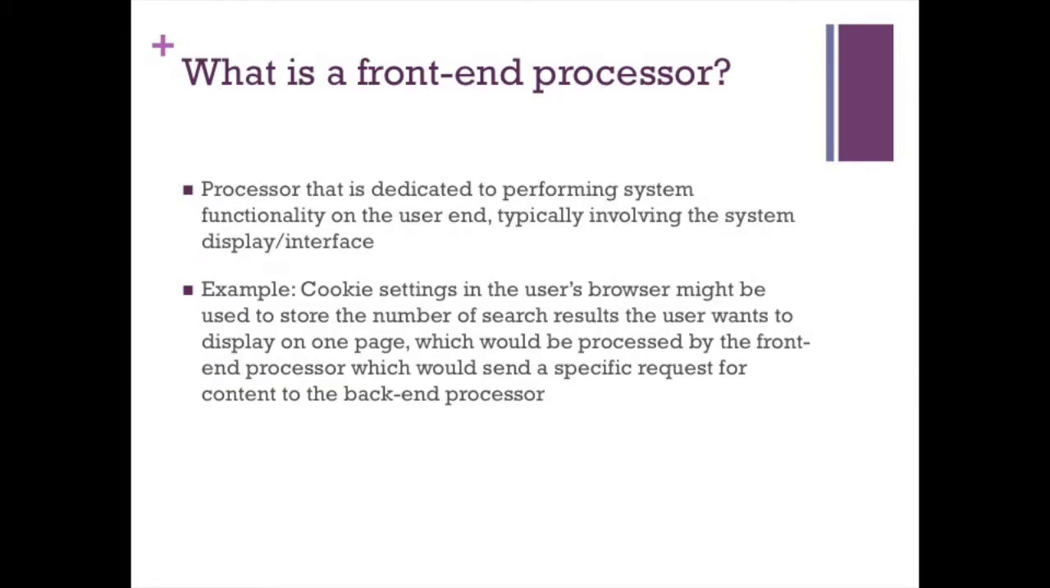What is a front-end processor? A front-end processor is a computer, typically the user's computer, that performs system functionality on its end. In most cases, this is going to involve the display of the system's interface or personalization settings. For example, cookie settings in the user's browser might store how many search results the user wants to display at one time. Another example is the resizing of a web page when the user is on a tablet and switches from portrait to landscape view.